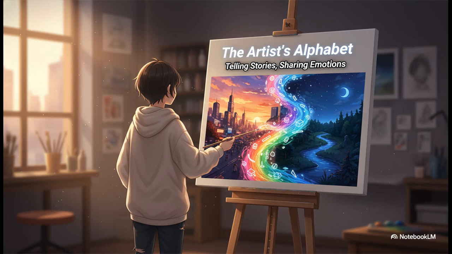So you see, at the end of the day, these elements aren't just a list of technical terms you have to memorize for a test. They are the letters of a universal alphabet, a powerful language that can cross any culture, any century, and allows an artist to speak directly to us, heart to heart.